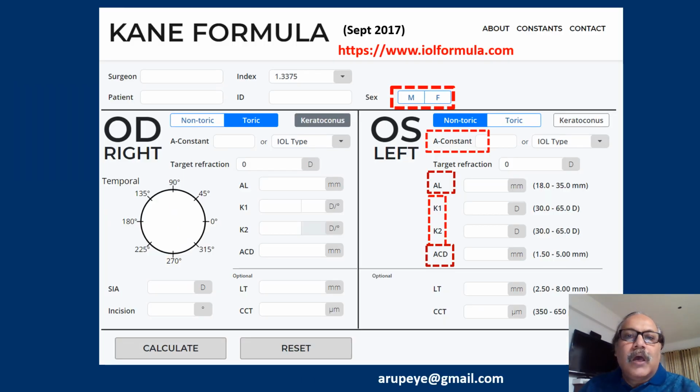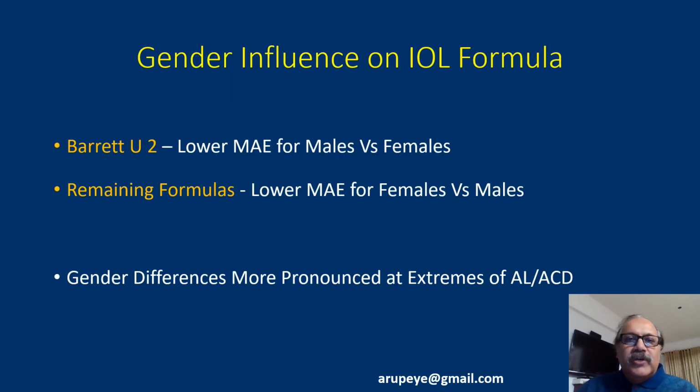If you look at that particular formula, you see you have a feature for non-toric calculations, toric calculations, as well as keratoconus calculations. And then there is also a gender feature that is incorporated in this particular formula. The gender of the patient seems to have some sort of influence on the IOL formulas.